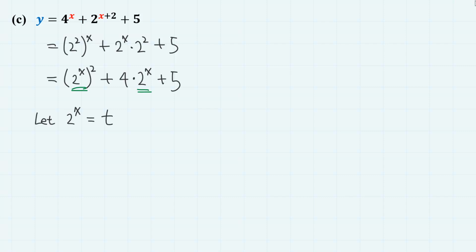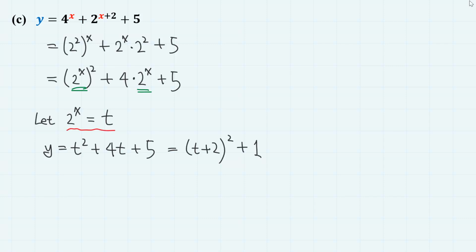So let us make a substitution 2 to the power of x equals t. Then y equals t squared plus 4t plus 5, which is the same function as we've dealt with in previous problems. So y equals (t plus 2) squared plus 1. Here, t equals 2 to the power of x, and since 2 to the power of x is greater than 0 for all real numbers x, we have the condition t is greater than 0.